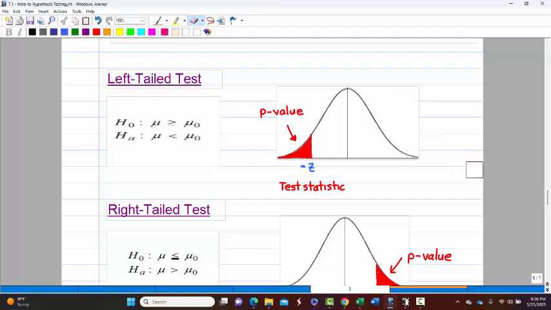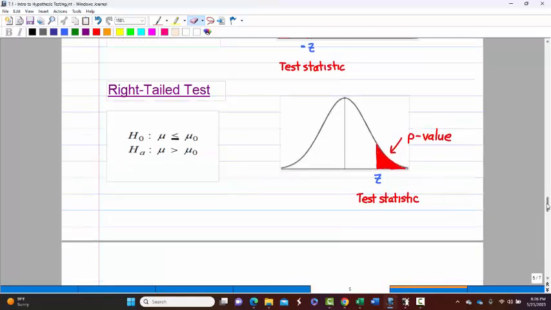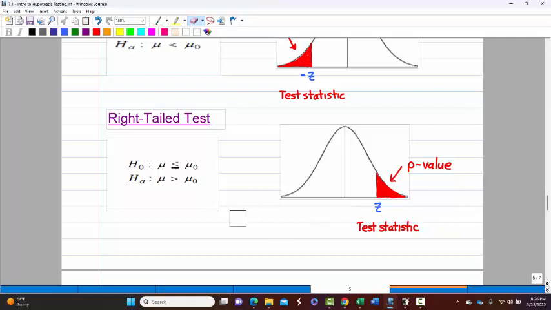And the next one. The one that's less than or equal to with the H0, and pairs up with greater than for the Ha, is called a right-tailed test. It's going to have a positive test statistic over here on the right side, and then the p-value would be the area to the right of that test statistic.